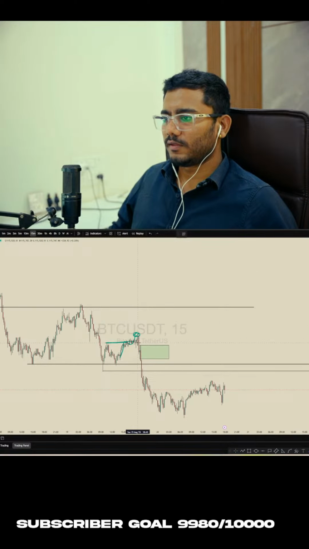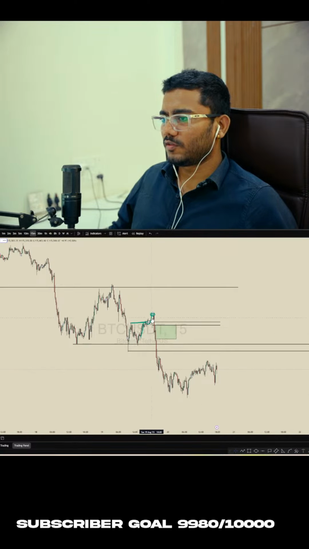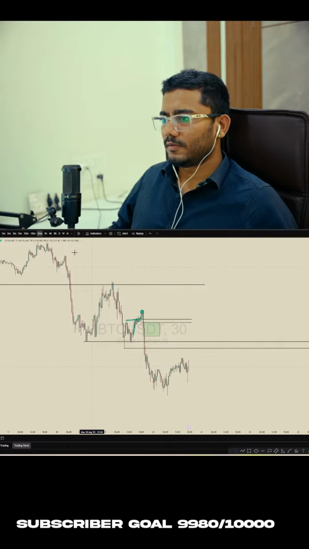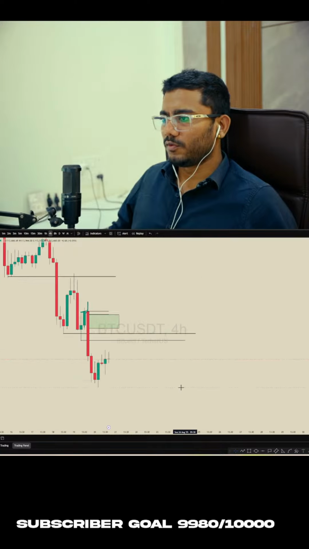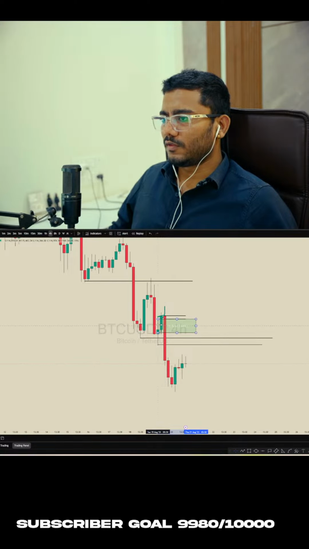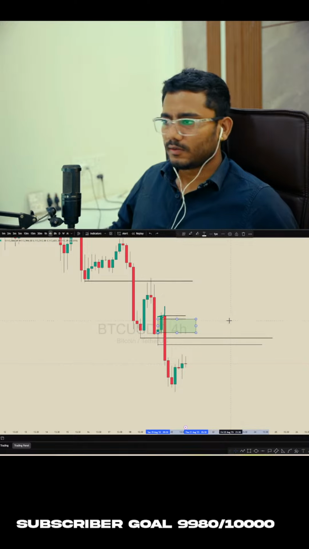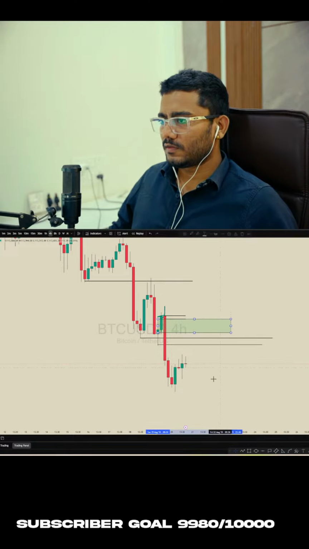Also, we have this imbalance. There is imbalance and there is another order block above this order block. So both of them are valid. But just look at this 30 minutes imbalance. We have this order block. If you look at 4 hour, we have this 4 hour order block which took out the liquidity. So this is a 4 hour whole candle. But just mark this. So we'll just mark the 30 minutes POI.